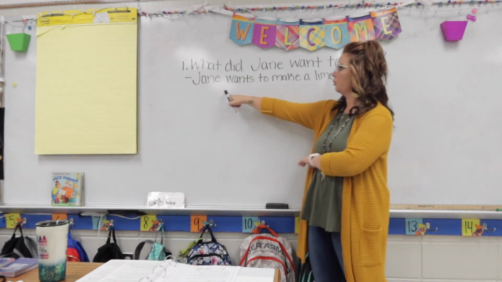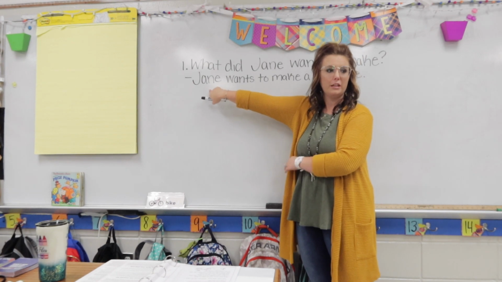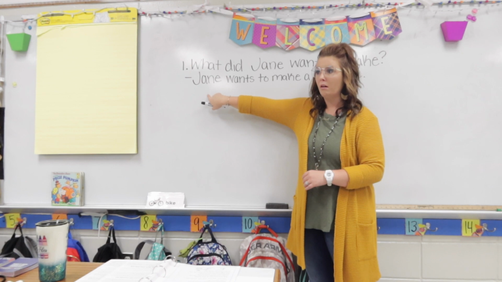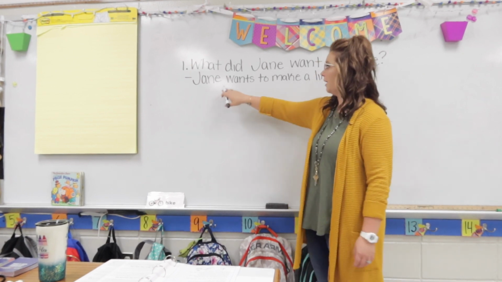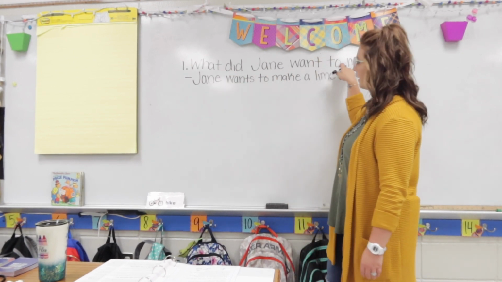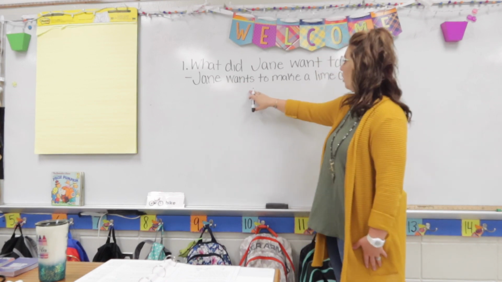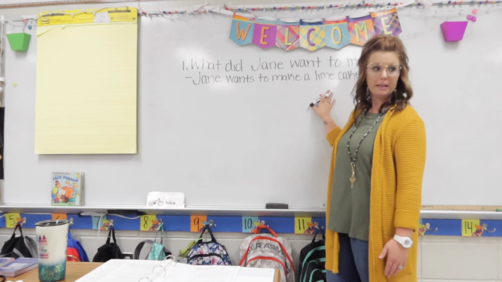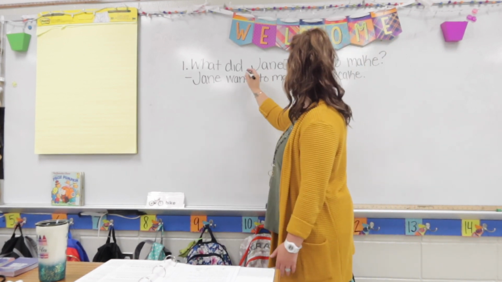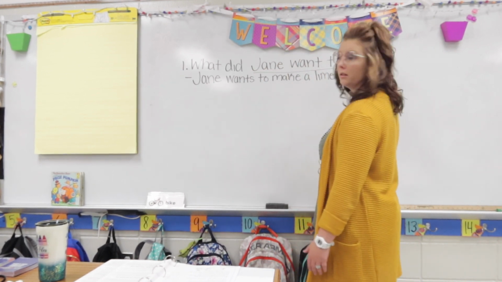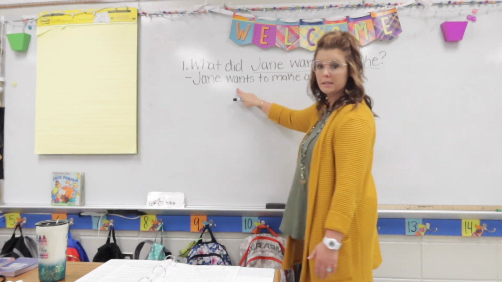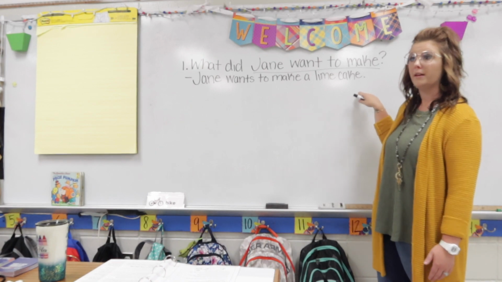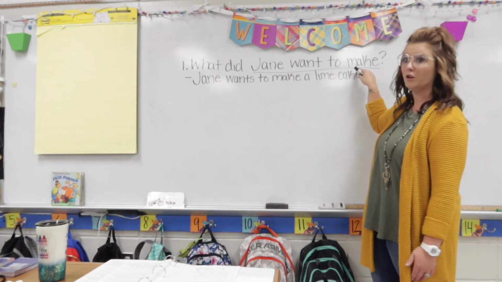Because she made sure to use the character's name. She didn't just say the girl. She didn't say she. She didn't say the. She specifically said Jane. What did Jane want to make? Jane wants to make a lime cake. She repeated the question, is what she did. That is how you answer questions with a complete sentence. You use details from the question.